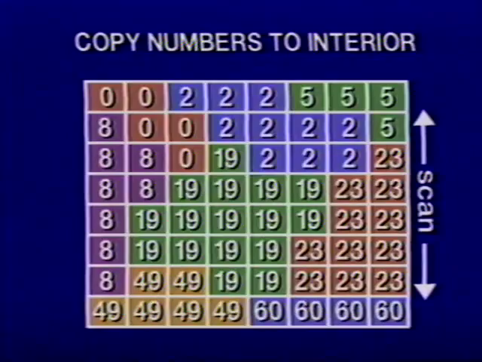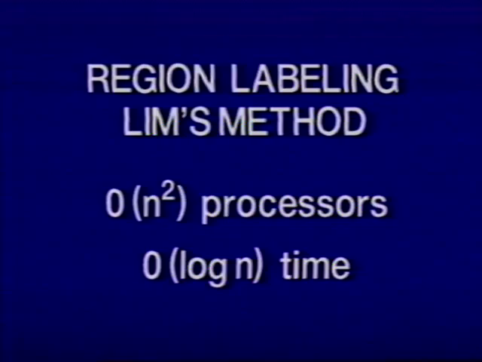This method of labeling regions in an image is known as Lim's method, after Willie Lim. And if you use n squared processors to represent the image in an n by n array, it accomplishes the labeling in log n time. Because each of the steps that was involved took either constant time or time logarithmic in the number of processors, given that you had n squared processors to process n squared pixels.